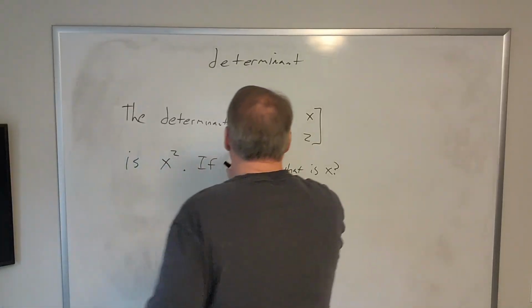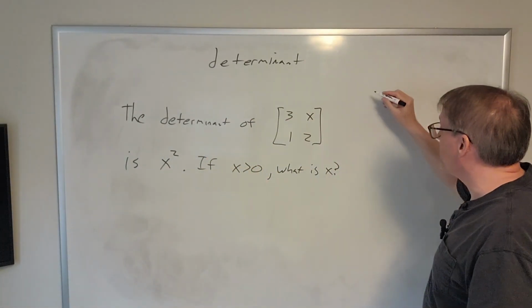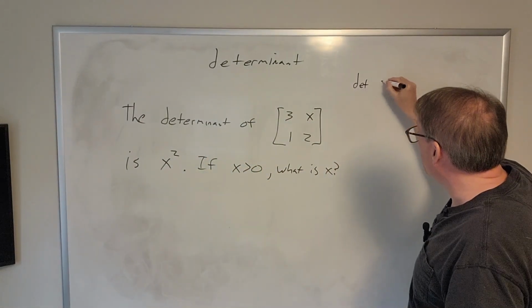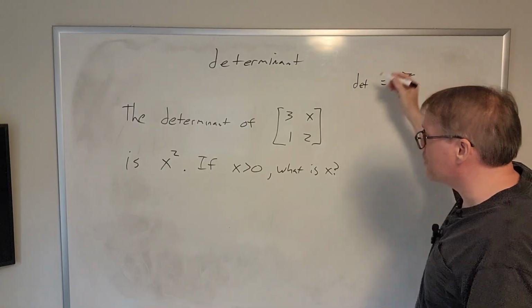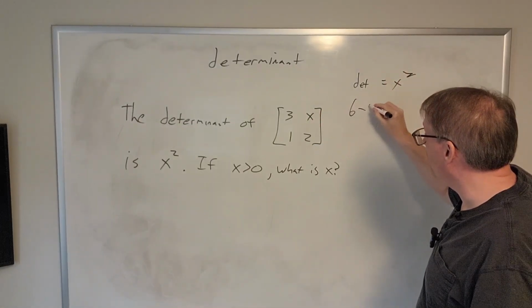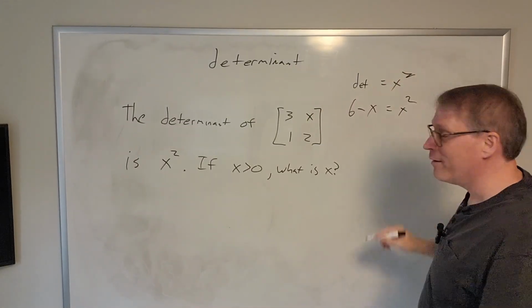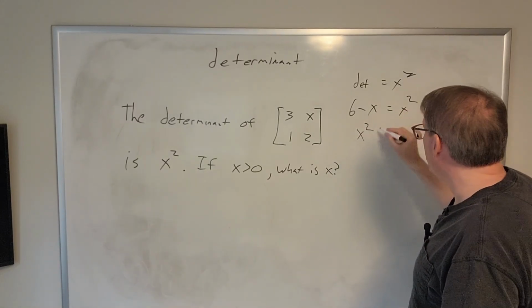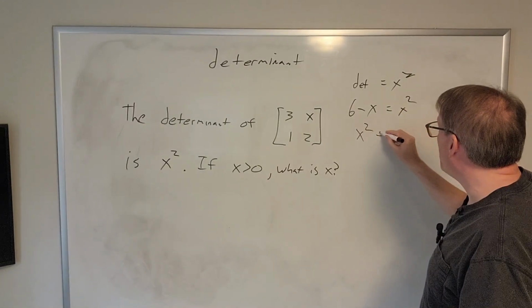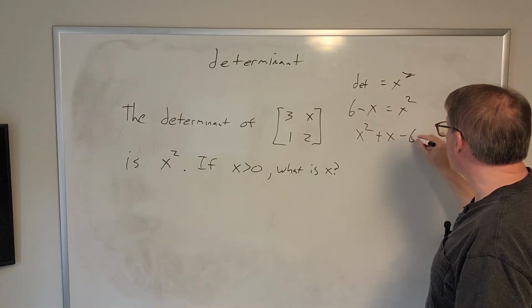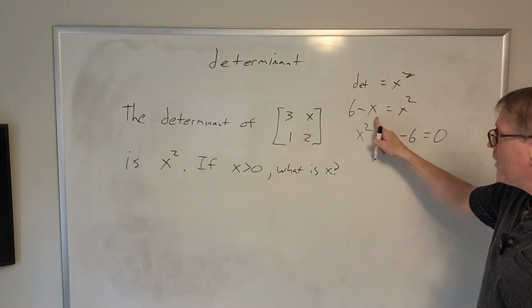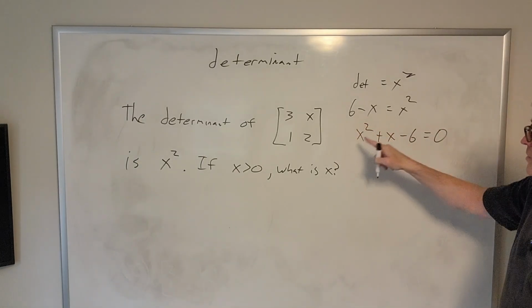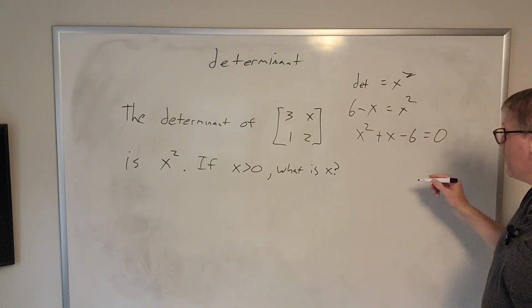All right, they're telling you the determinant of this thing is x squared, meaning the determinant equals x squared. Well, what is the determinant? The determinant is 6 minus x equals x squared. See where we're going with this now? That means x squared plus x minus 6 equals 0. Just adding x to both sides, subtracting 6 from both sides, and you have it equals 0.